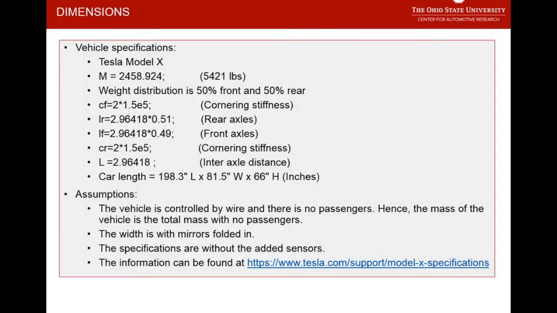This is the Shuttle Vehicle and Autonomous Architecture portion of our final project. Here you can see the vehicle specifications that we found from Tesla's website online. We had to make some assumptions, such as that the vehicle was not going to have any passengers so that we didn't have to have a variable mass. And then we also assumed the sensors' height and weight were going to be negligible.